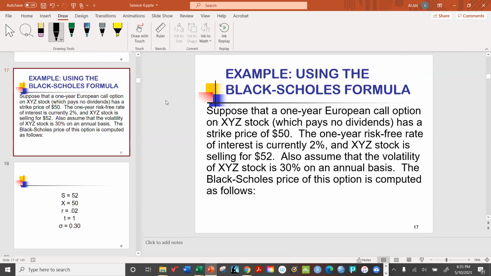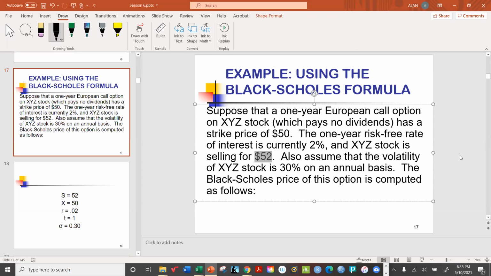Well, you can see that it clearly is in the money. It's $2 in the money because the strike is 50 and the stock is selling for 52. So that means that this option has to be worth a minimum of $2. Otherwise, there'd be an arbitrage. But we already know from last time that the option also has a lot of time value. And so the question is, how much should the option actually be selling for?